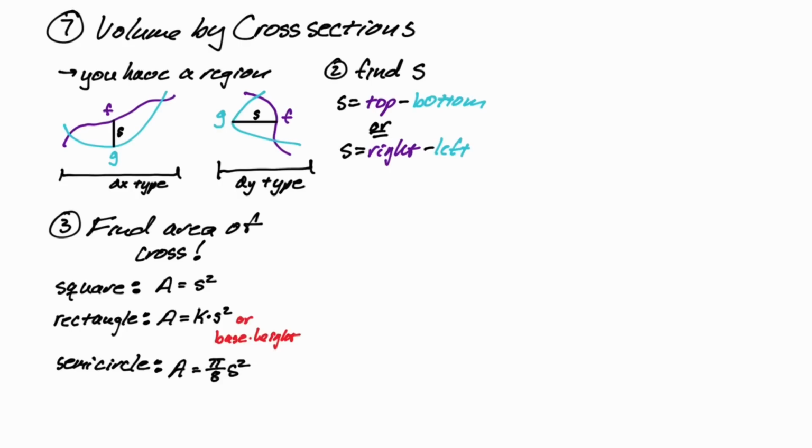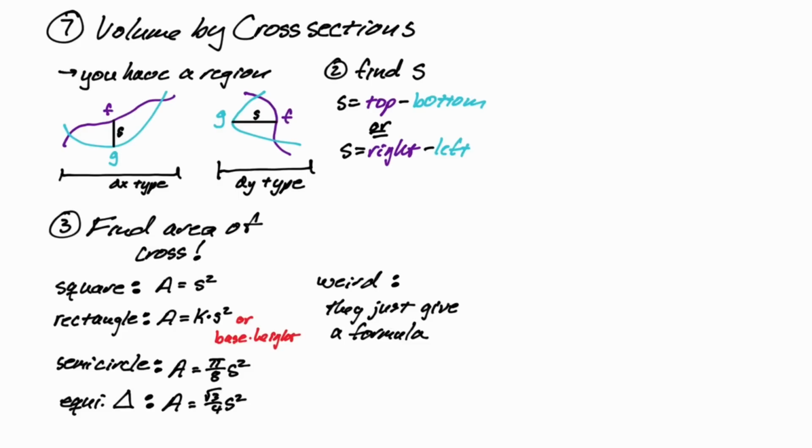Semicircles, well worth memorizing. It's pi over 8 s squared. Equilateral triangles, well worth memorizing. Root 3 over 4 s squared. And then the weirdest thing they can do is they'll just give you a formula. They'll be like, the area of a cross section is, I don't know, recently they did like 1 over x plus 5, right?